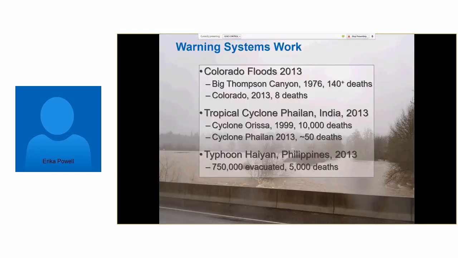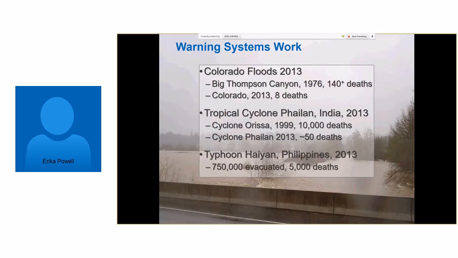And I'll leave you with the notion that flood warning systems really do work. Here's an example of Colorado in 2013. In 1976, the Big Thompson Canyon, not too far from Denver, had a major flood event, and 140 people died that day. In 2013, they had a big event over the entire region, much broader extent, much higher population, and with the warning systems and other flood mitigation activities they've undertaken in recent years, the total number of deaths was 8.